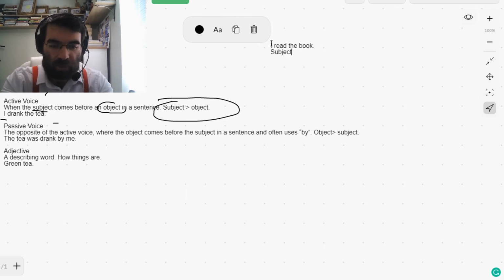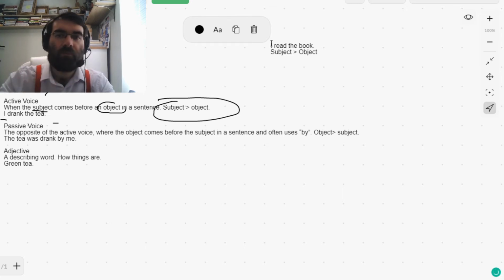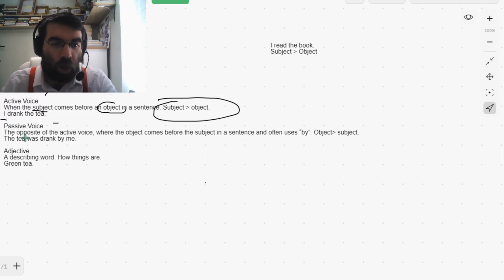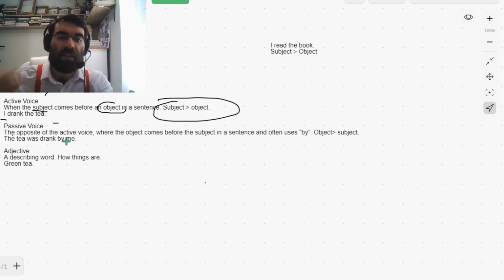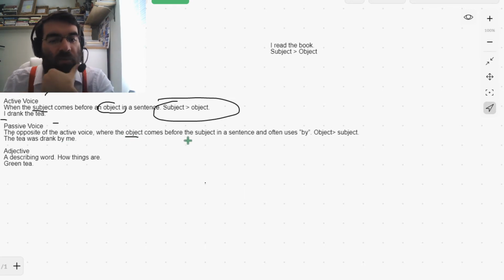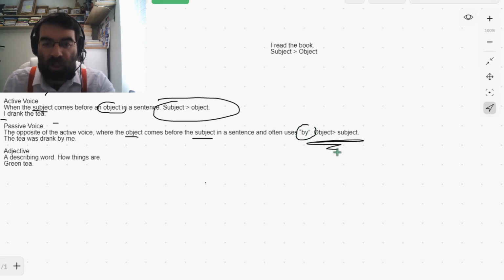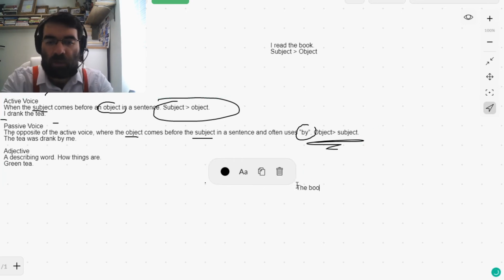I, subject; book, object. I read the book. How cool is that? And then the passive voice is the opposite. The object comes before the subject, and they often use "by" in the sentence. So object comes before subject: the book was read by me.